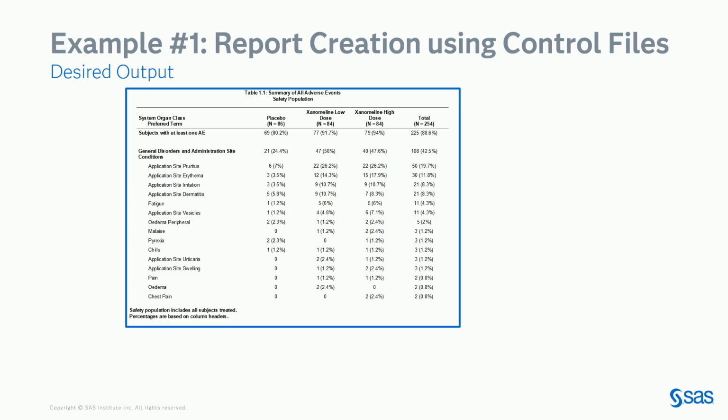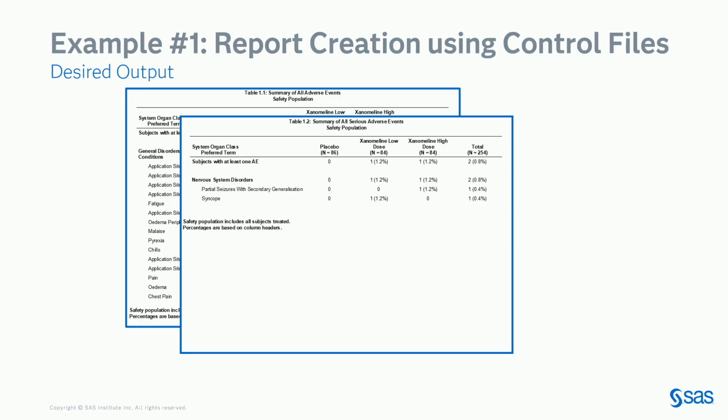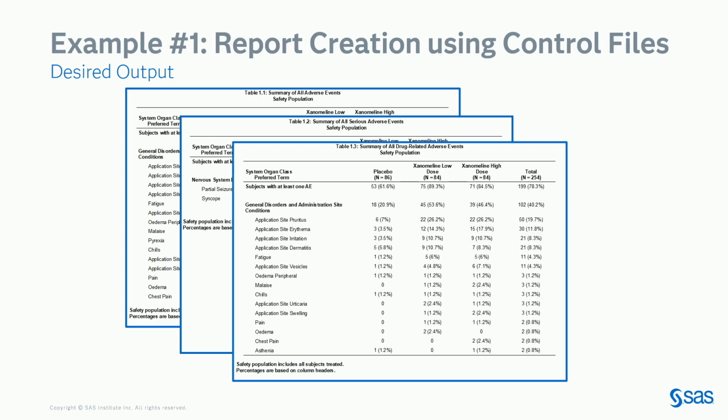Now, we want to replicate this particular output, but we want to do it for serious adverse events. And so you'll notice that the structure is exactly the same. The only thing that is different is the titles, the footnotes, and the subsetting criteria. We want to replicate it again for our adverse events that are related to study drug. The structure is exactly the same. The only thing changing is the titles, footnotes, and the subsetting criteria.